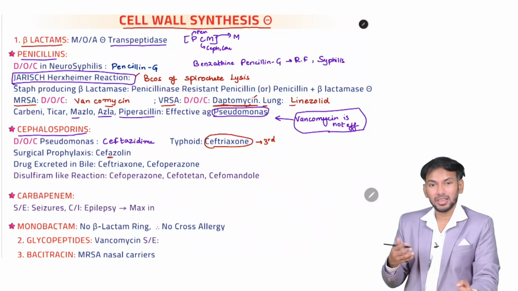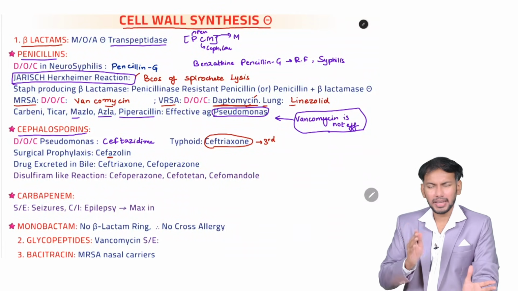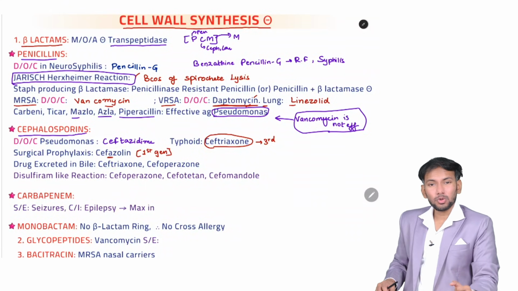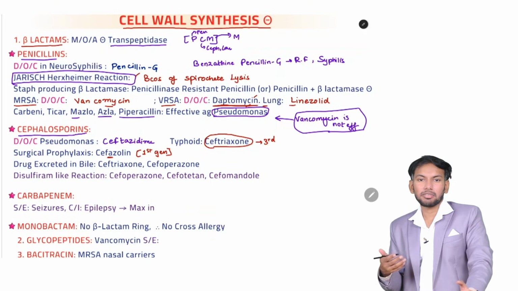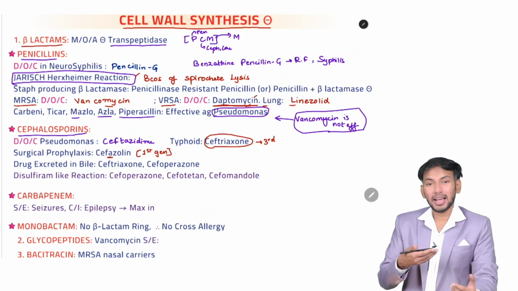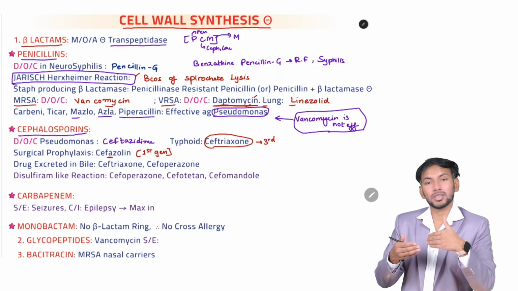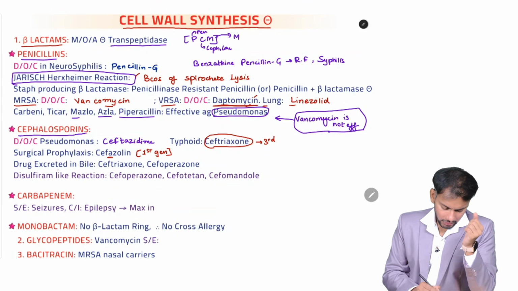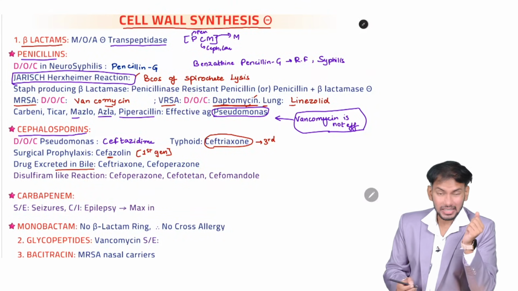Cefa means cef is given, that is a cephalosporin. A means the first letter, so this is the first generation. Now, cephalosporins are usually not given in renal failure because they can aggravate the renal failure and because these cephalosporins are excreted through kidney.